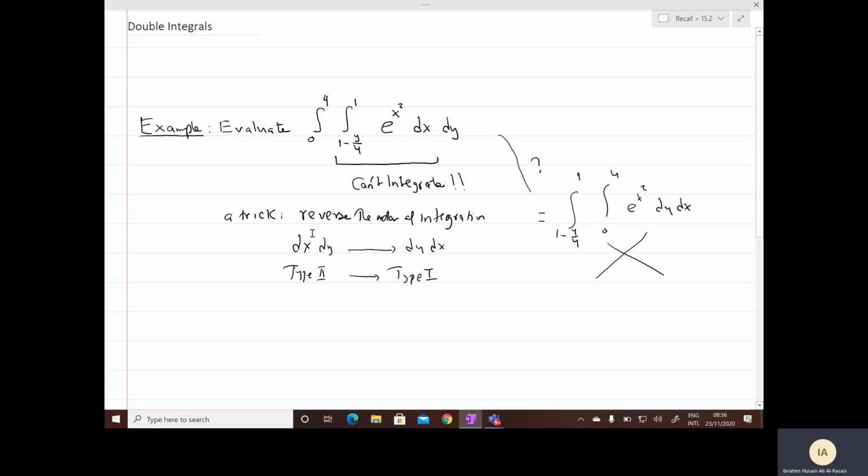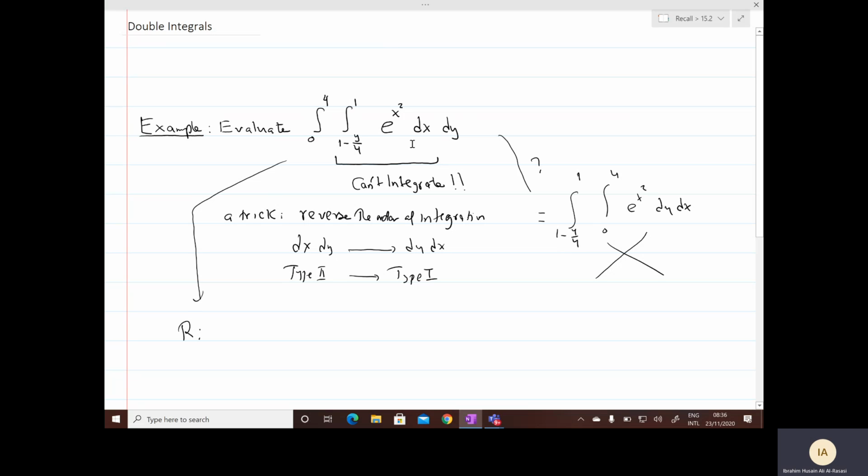Here the outer limits form a y interval, an interval on the y-axis. To reverse it, make the outer integral an interval on the x-axis, the x interval. This is what we mean by reversing the order of integration. So how to do the reversing? You start with the region. What is the region given in the problem? What is R?